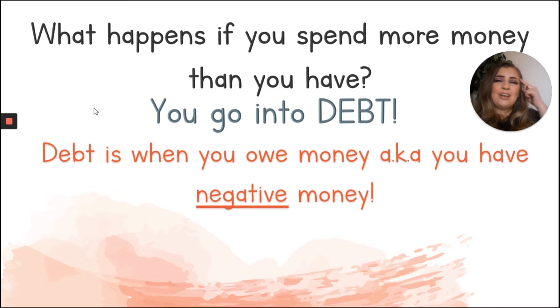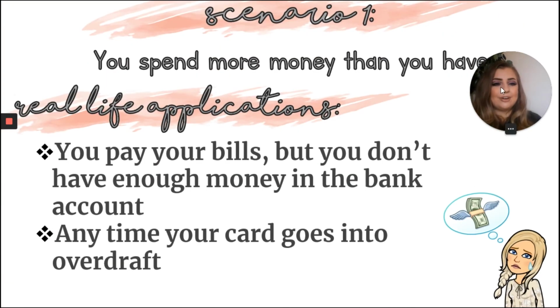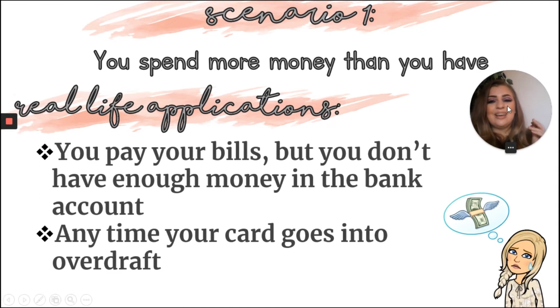I know it's hard to think of with cash because you can't really do it with cash, but once you get a little card, debit card or credit card, that's when you can start actually owing money and have this kind of happen. So our first scenario, let's move it down a little bit, is exactly what I just said. You spend more money than you have. We see this in real life when you pay your bills, but you don't have enough money in the bank account, and so now your card goes into overdraft. Anytime you swipe your card and you are spending more money than what's actually there, that is when you go into overdraft. And that's when we can see this in real life.